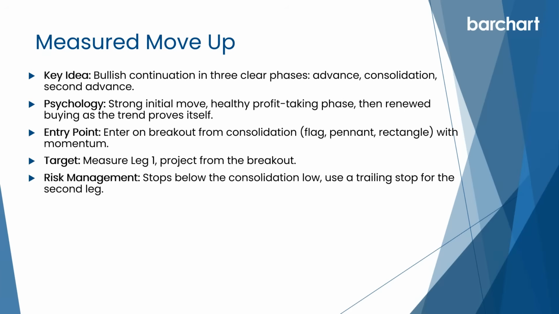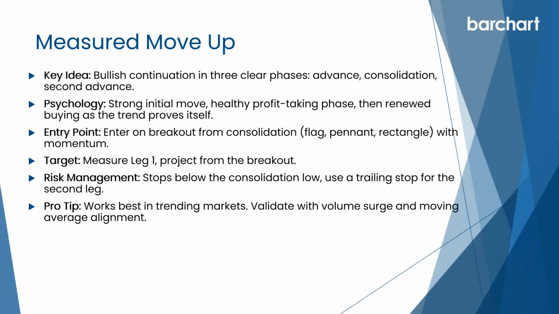Risk management here is we're going to put a stop below our consolidation low, and as the market moves forward, we can use a trailing stop on that second leg. The pro tip here is this really works in trending markets. In other words, an uptrend is a series of what? Higher highs and higher lows. And that volume can validate our price. But other things like moving averages can also add support to our levels of consolidation.